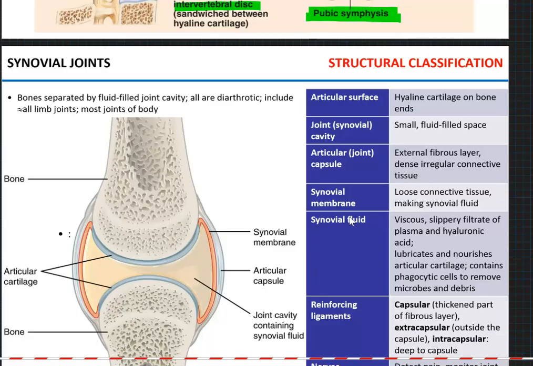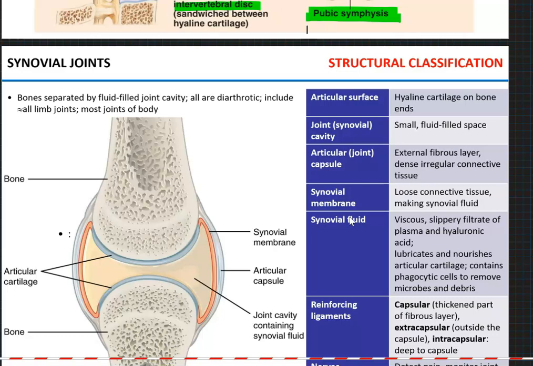Now, you may have noticed that so far, as we were talking about these joints, all of them are either immovable or have very, very, very limited mobility, such as symphysis. The only freely movable joints in the body, the only diarthrotic joints, are the synovial joints, which have dramatically different structure compared to fibrous or cartilaginous joints. So there are certain bits that are common for all synovial joints.